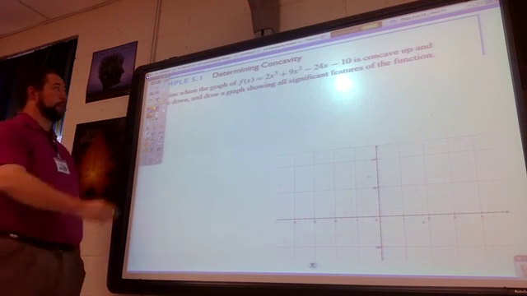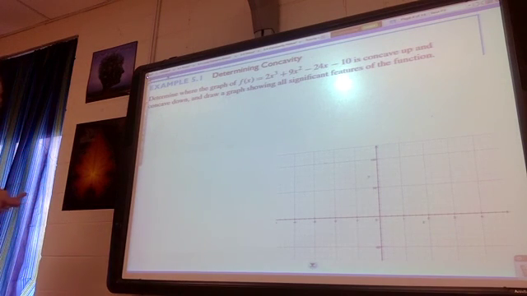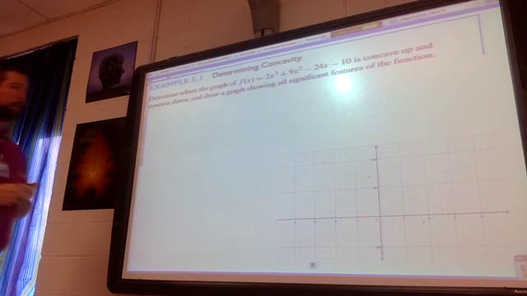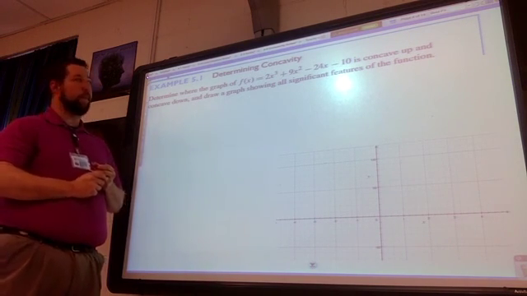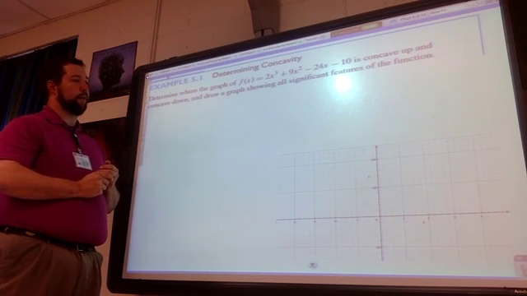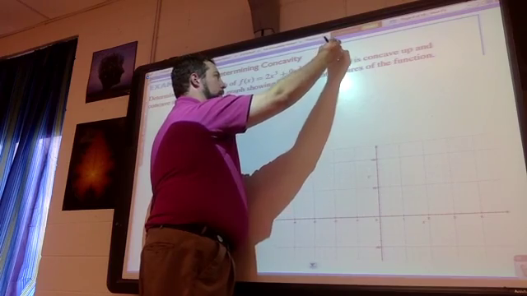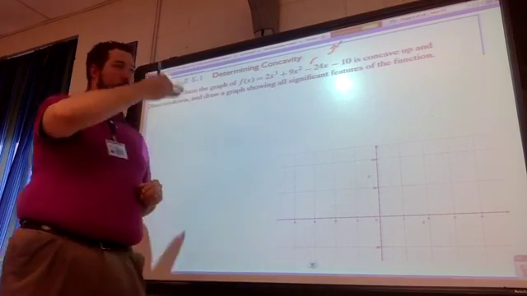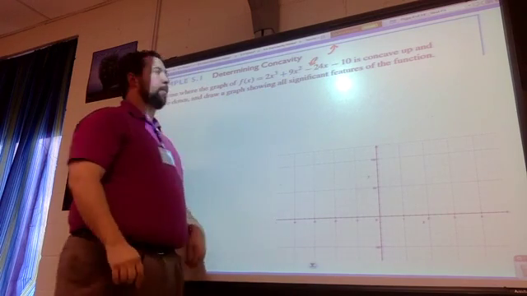So let's look at example 1. Determine whether the graph is concave up and concave down. Draw a graph showing all significant features of the graph. There's our function, 2x cubed. We have 2 as our leading coefficient, so we know the graph is going to overall look like this. We're just not sure if we actually have an up and down in the middle or if it's just kind of flattened off.